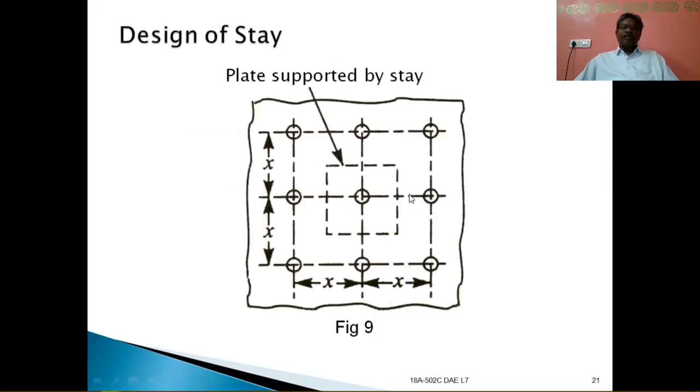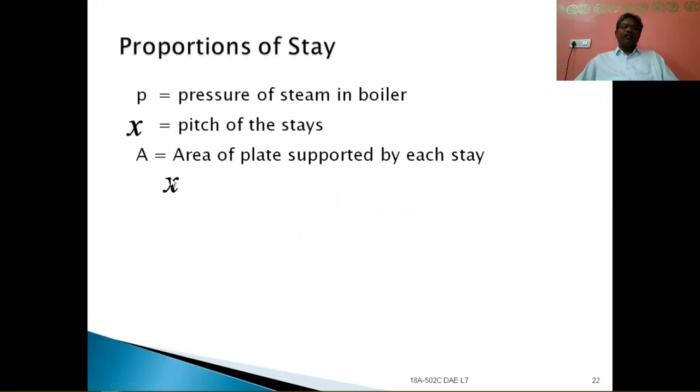So this is the plate, and from here to here is x, and here to here is x, and this is the boiler stay. This is going to support the entire plate. Similarly, this will support this much area, and this will support this much area. So each stay will support x into x area, right? So this is the area of plate supported by each stay.